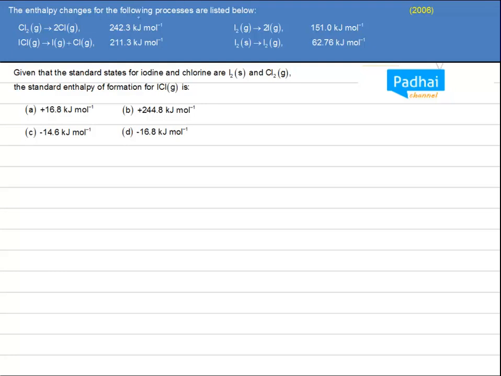The enthalpy changes for the following process are listed below. We're given Cl2 giving twice of Cl. So all the enthalpy changes for these four processes are given, right? And let us see what they are basically asking.